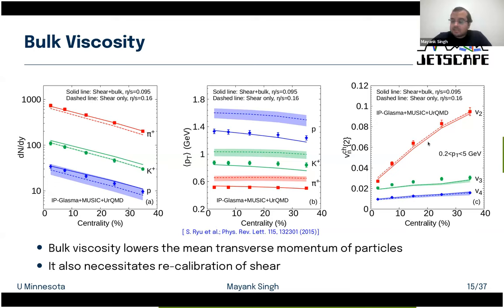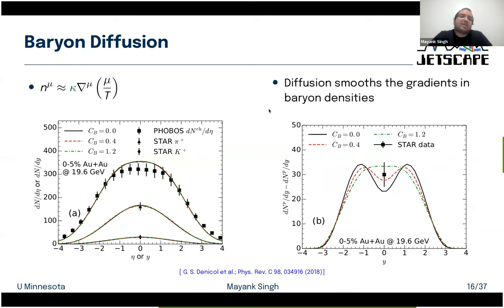And this is the first example in this talk where we see that multiple parameters of QCD have to be tuned in parallel to explain all the data, all the different observables together. So this is what bulk viscosity is doing here. It's slowing down the system, reducing the transverse momentum of particles.